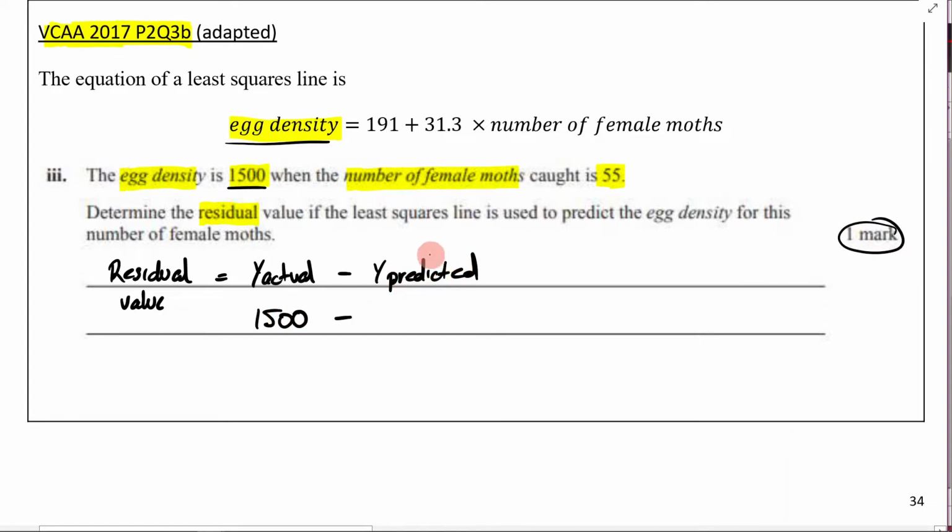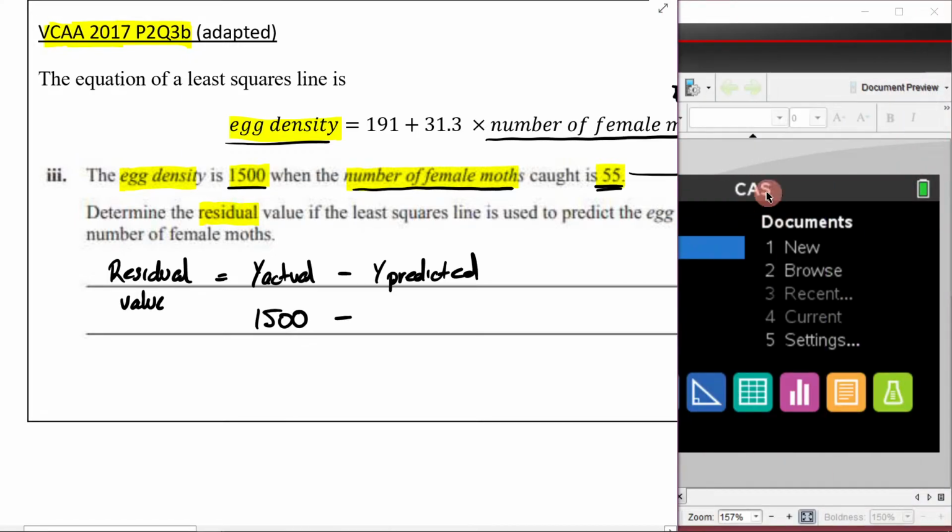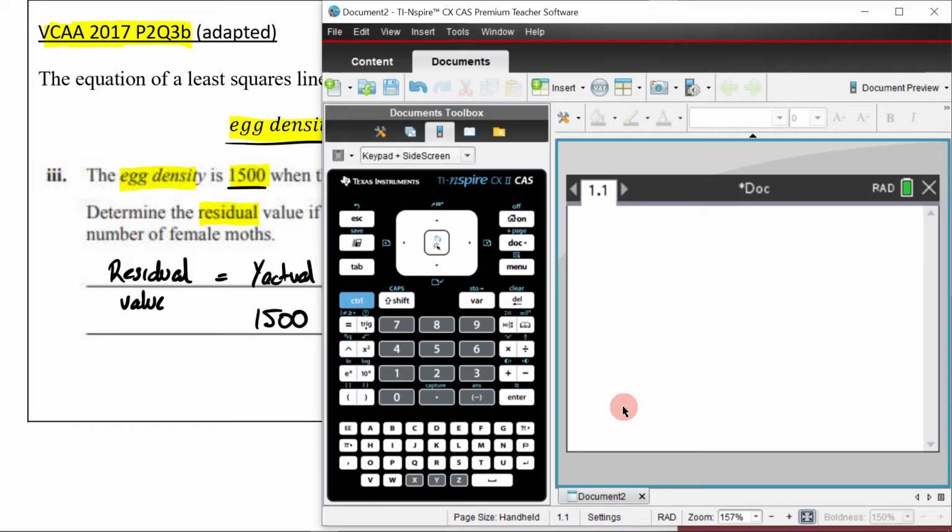Minus, now we need to figure out what the predicted is. To find what the predicted is, we've been told that the number of female moths, which is our explanatory variable, is 55. So we're going to take that and plug it into our x spot here, and that will give us our predicted. So let's come to our CAS calculator and put in that calculation. I'm going to go 191 plus 31.3 times 55, and then I'm going to get that number right there.